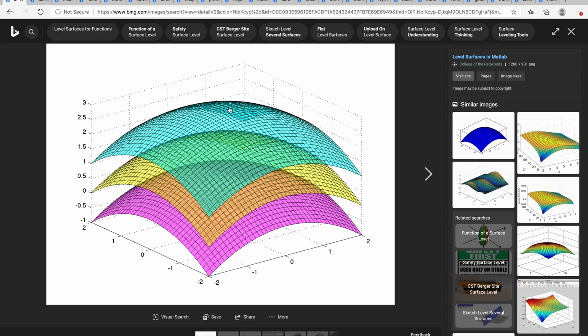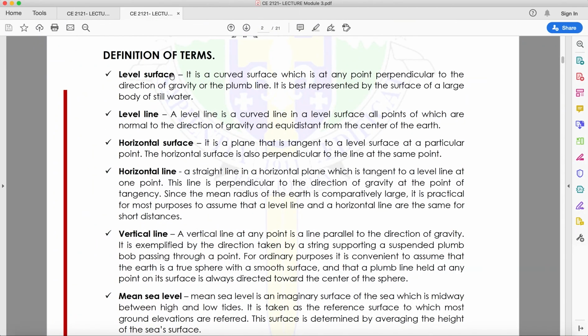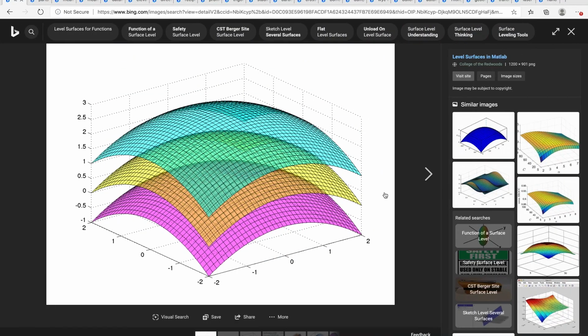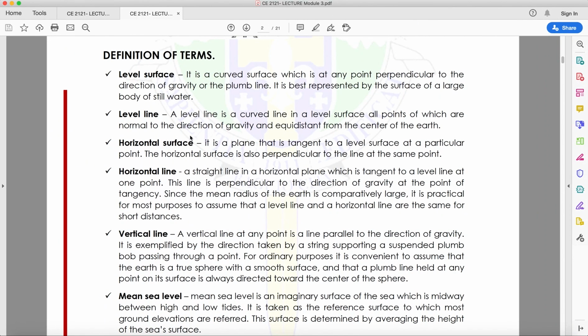Take note that a level surface is perpendicular to gravity, and gravity is always directed towards the center of the Earth. So if I am pertaining to this part, the direction of gravity is towards this. Therefore, that surface is perpendicular to the direction of gravity. This is what we call the level surface.